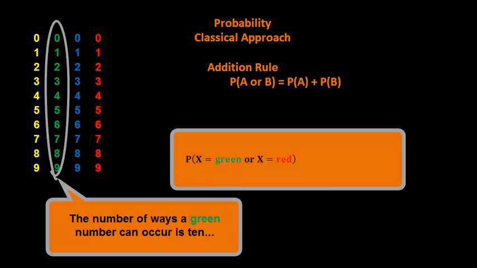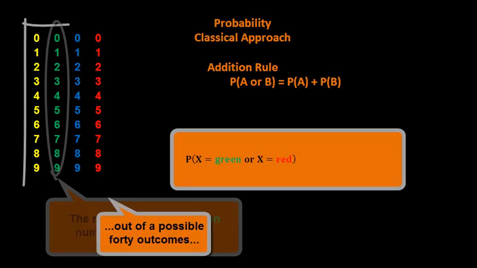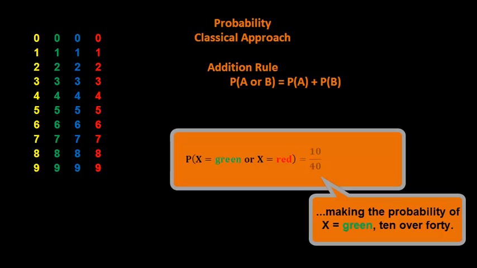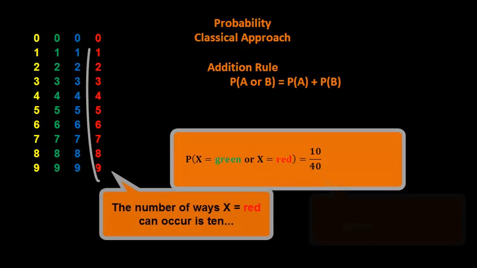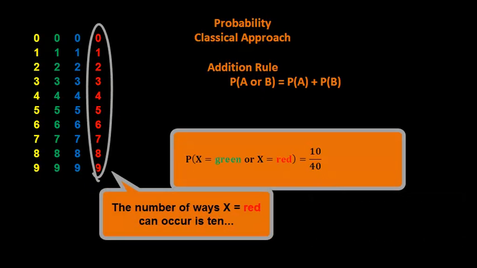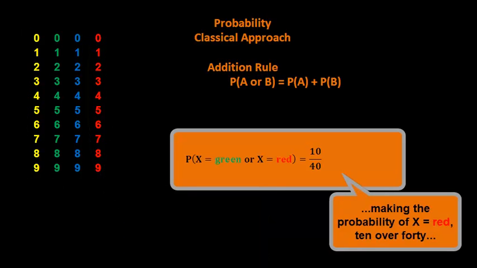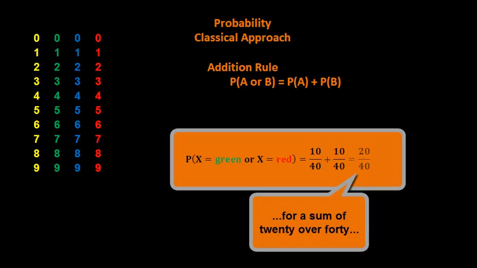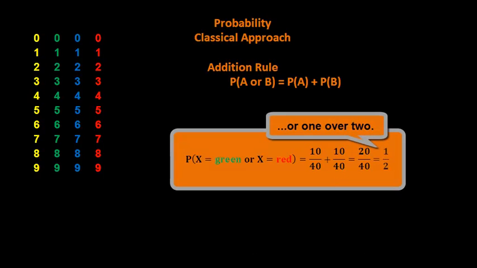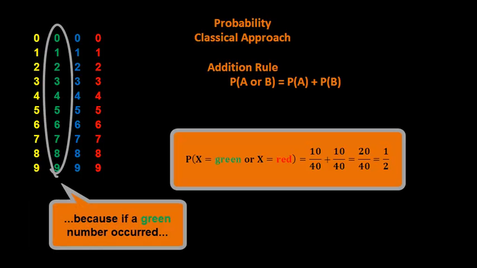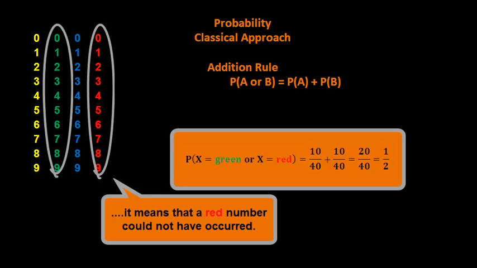The number of ways a green number can occur is 10 out of a possible 40 outcomes, making the probability of x equals any green 10 over 40. The number of ways x equals any red can occur is 10, and the number of possible outcomes is 40, making the probability of x equals any red 10 over 40, for a sum of 20 over 40, or 1 over 2. As stated earlier, these are mutually exclusive events, because if a green number occurred, it means that a red number could not have occurred.